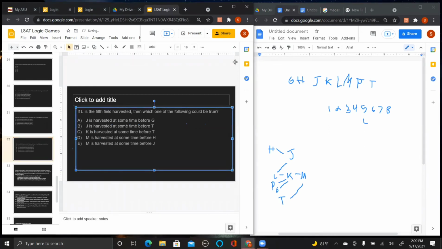And there it goes again, turning it into a mouse. J is before T. That could be true, I think. I don't know. Let me see. J is before T. Oh, wait, no, it can't be true. I don't know what I was thinking.